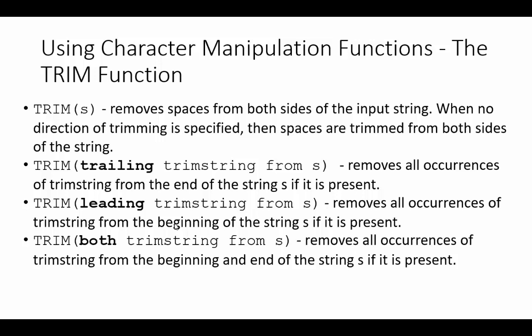Now we go to the trim function. We have trim, we have trim trailing, trim leading, and trim both. The trim removes spaces from both sides of the input string. When no direction of trimming is specified, then spaces are trimmed from both sides of the string. Then we have trailing, which removes all occurrences of the trim string from the end of the string if it is present. We have trim leading, which removes all occurrences of the trim string from the beginning of the string. And then we have trim both, which removes from both sides.